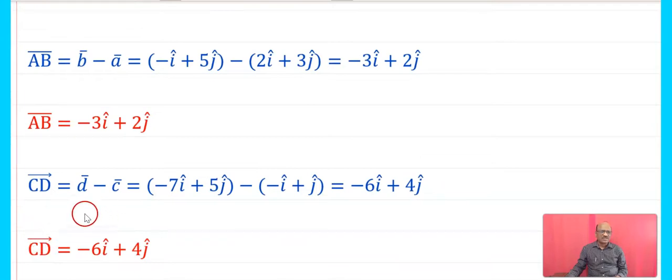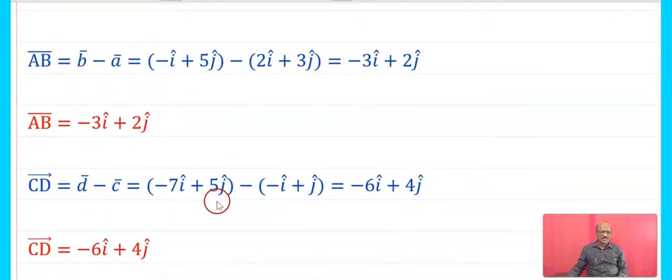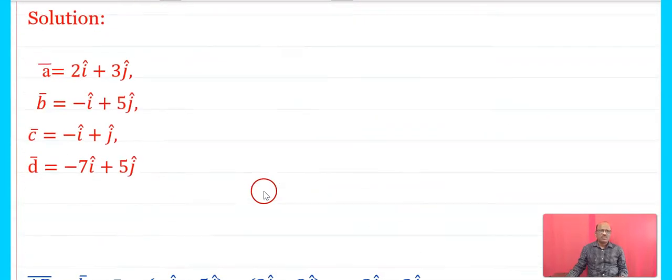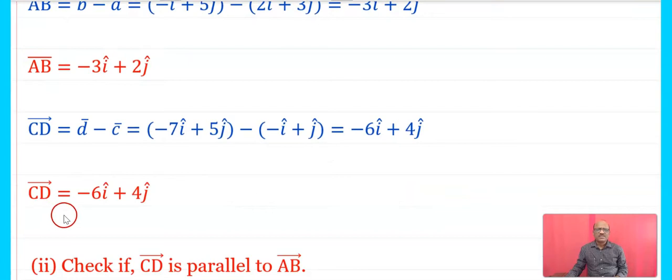Next is CD bar, that is D bar minus C bar, and here D bar is minus 7i cap plus 5j cap, minus in bracket C bar. What is C bar here? C bar is minus i cap plus j cap, and if you open the bracket, then you will get minus 7i cap plus 5j cap, minus and minus will become plus i cap, minus j cap. So you will get minus 6i cap, and 5j cap minus j cap, you will get 4j cap. Hence CD bar is equal to minus 6i cap plus 4j cap.